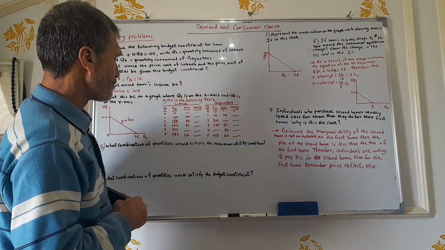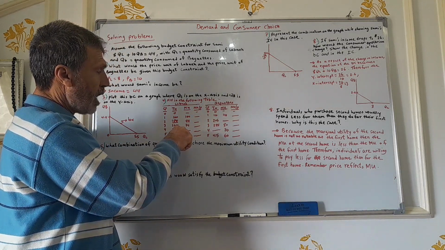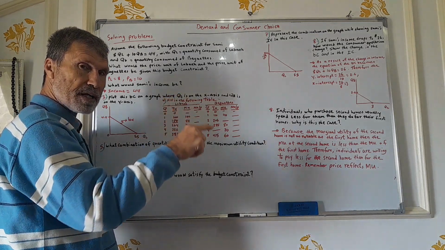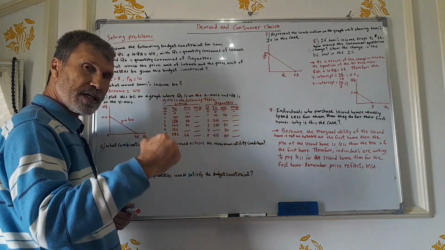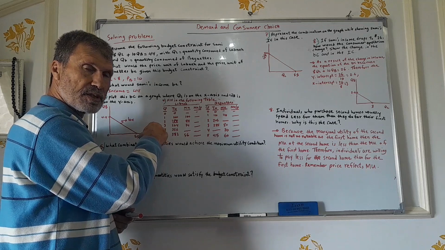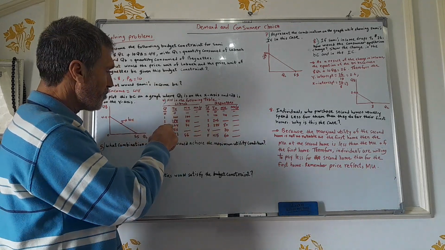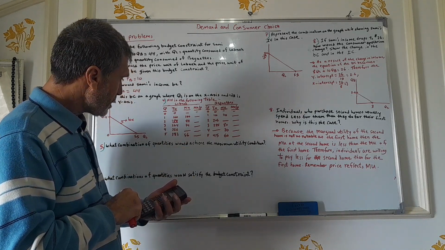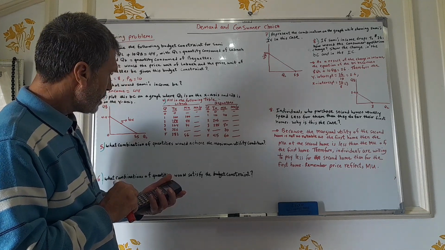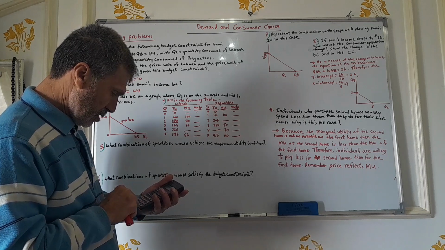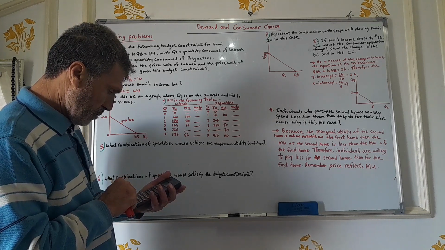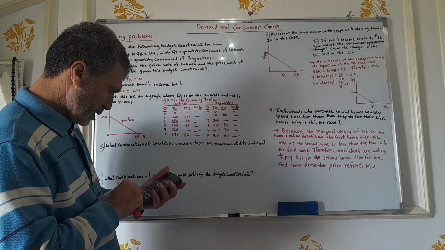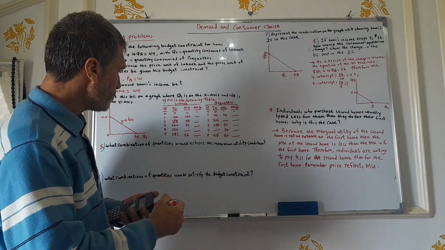Now, to find the marginal utility for the fourth unit, it's the total utility for the fourth unit minus the total utility for the third unit, over the quantity of the fourth unit minus the quantity of the third unit, which is 4 minus 3. Therefore, 326 minus 264, and we come up with 62.